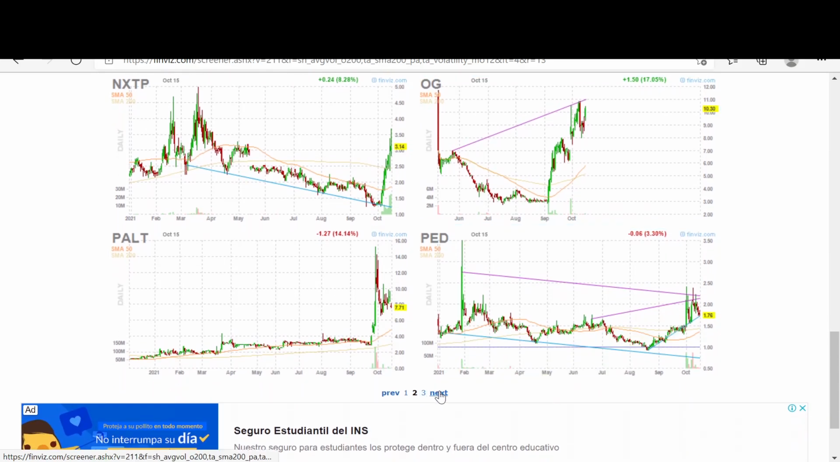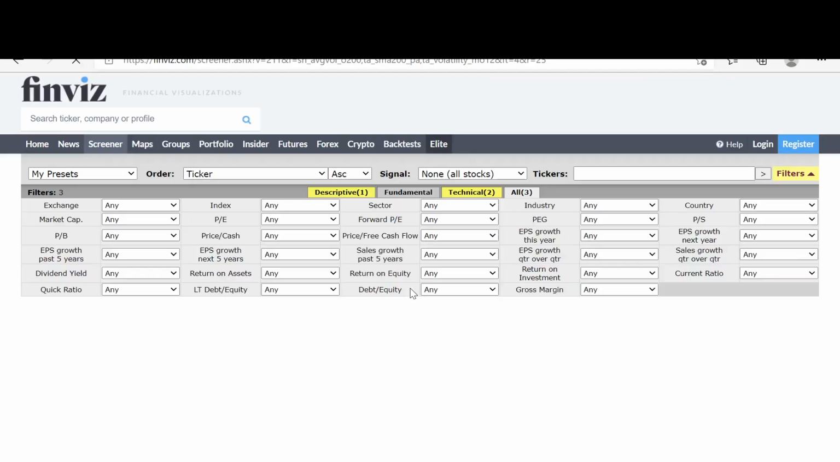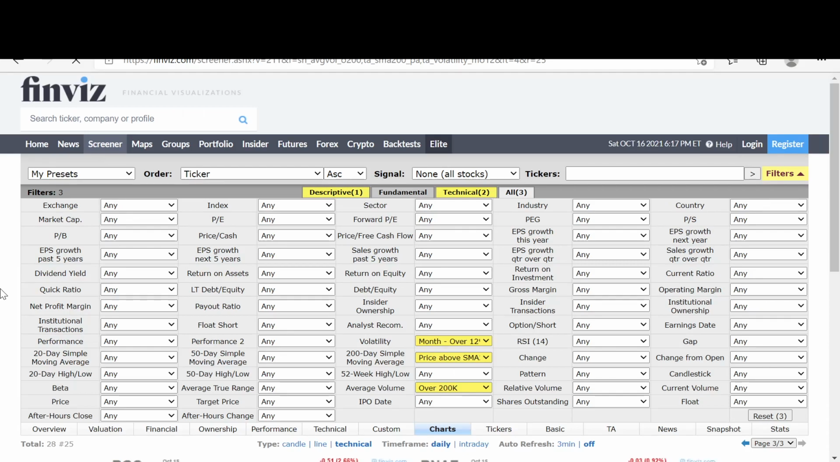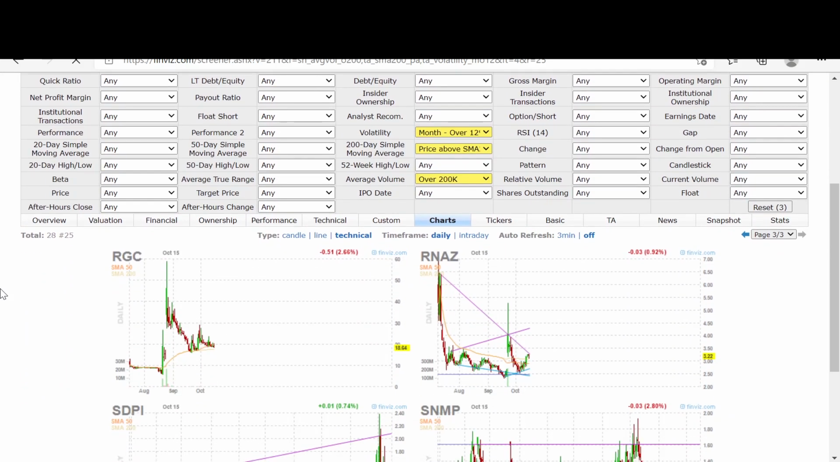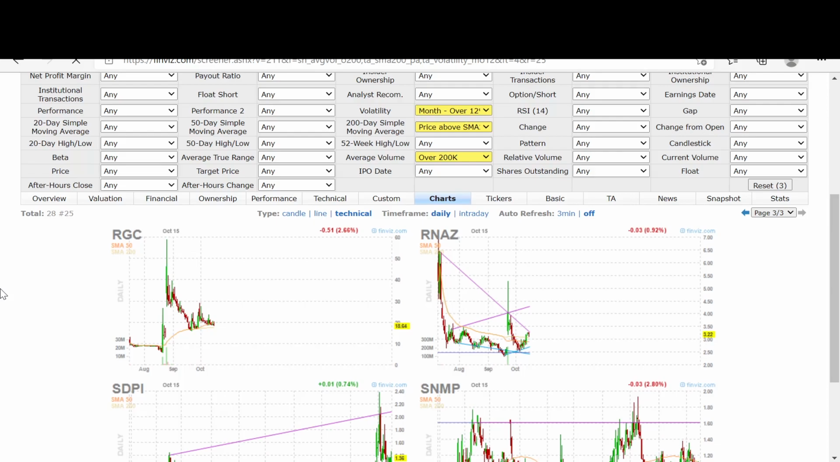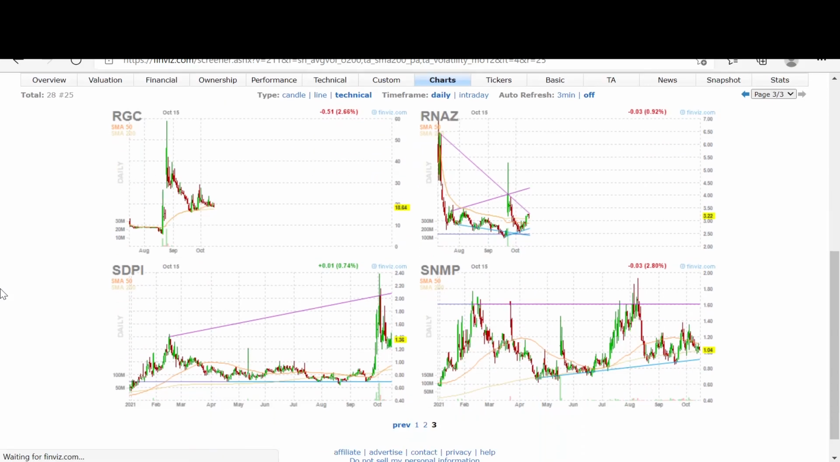And that's all you do, guys. You just got to take a few minutes out of your day to go through the list and look for potential setups. Add them to your charts, mark them up, and then just wait. That's all there is to it.